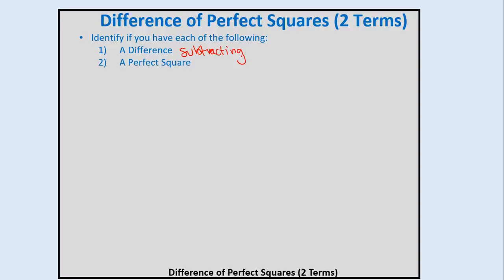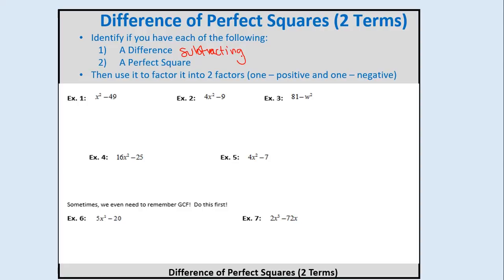You also want to make sure you have perfect squares. So we're talking 1, or we're talking 4, 9, 16, 25, 36, any of those numbers, okay? If you don't have those numbers, this is a no-go. We can't use this method. Then we're going to use it to factor into 2 factors, one positive, one negative, okay? So let's check a couple here.